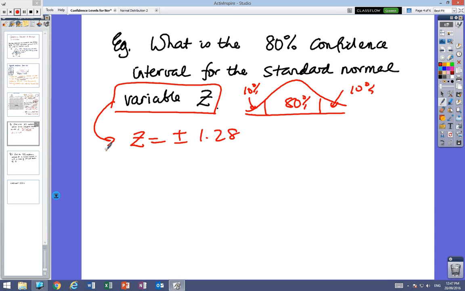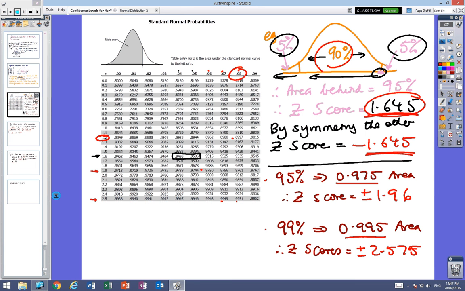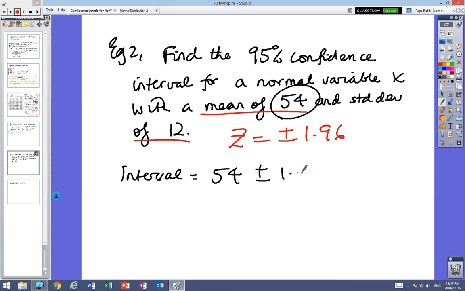We'll do the second example together. We're looking at an example where, this time, not only do we have to find the z-scores, we then have to find the interval given the scores. For 95%, we can just go straight to plus or minus 1.96. So Z equals plus or minus 1.96. So how you work it is this: the interval will be the mean, 54, plus or minus 1.96 times the standard deviation, 12.